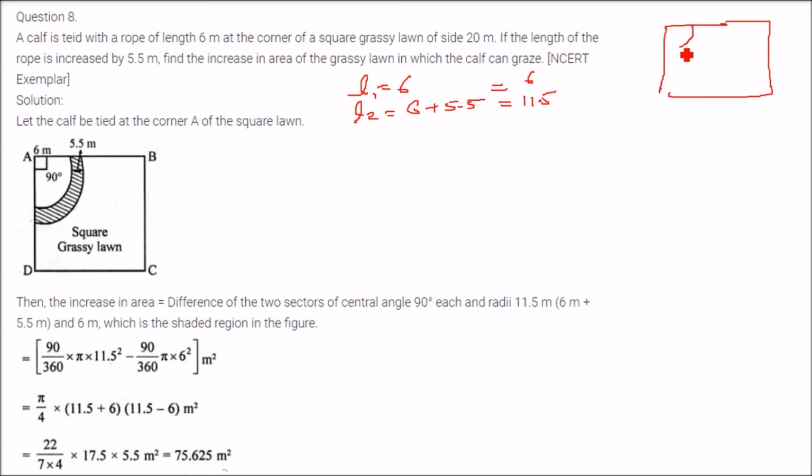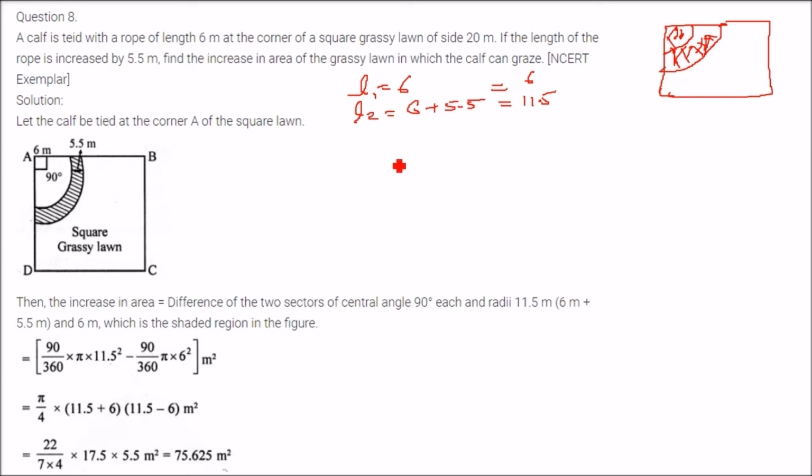So initially it was grazing on this one. Now when the length was increased, it is grazing on this one. So we have to find this area. So first we'll find out the area of the bigger quadrant, that is this whole one. And then we'll subtract this smaller quadrant. So we'll get this one, right?